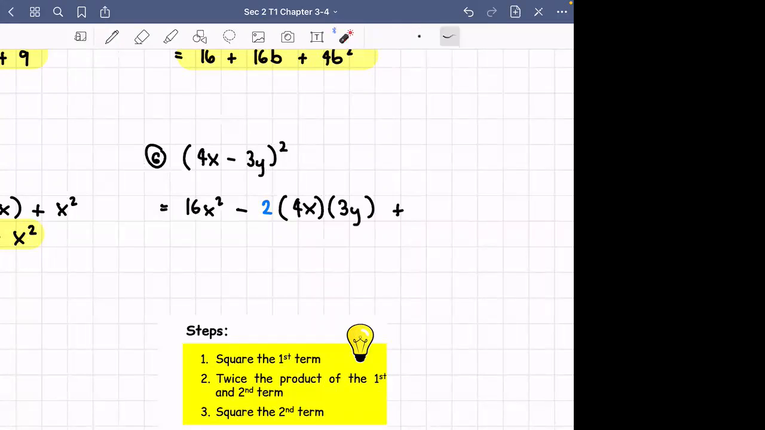And then plus, what is the square of the second term? 3y times 3y is 9y squared. Very good.